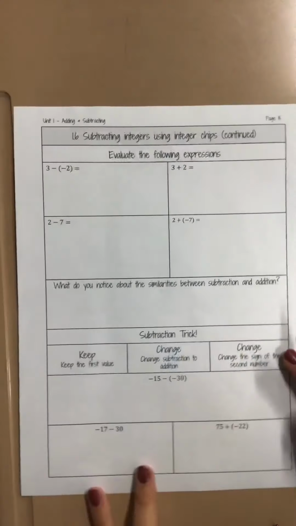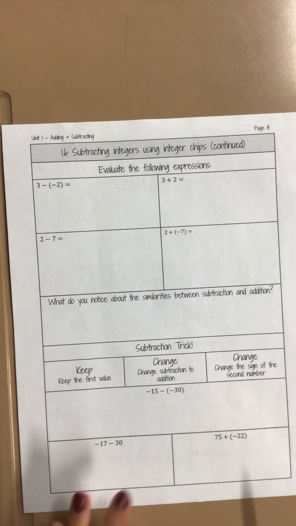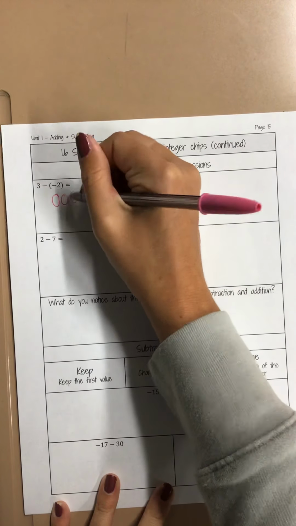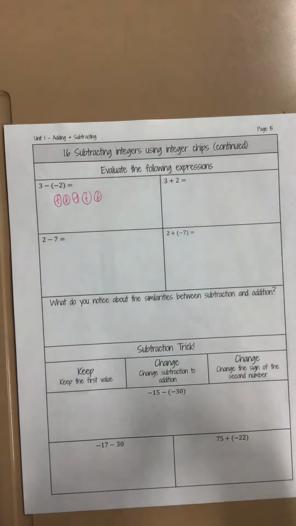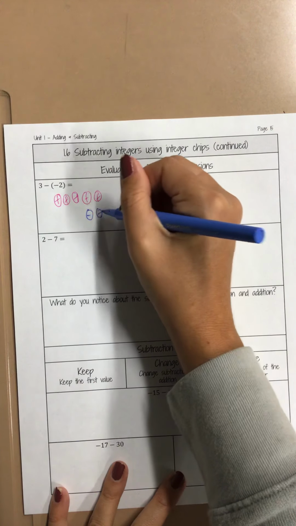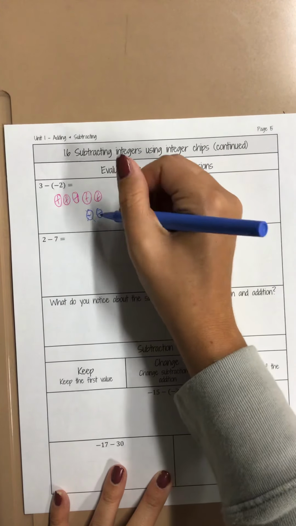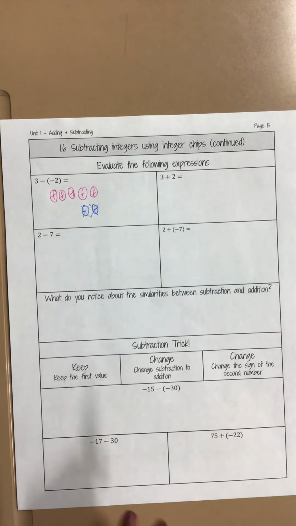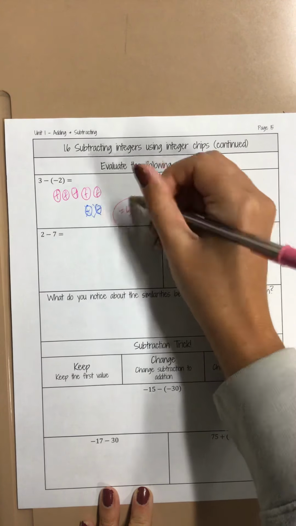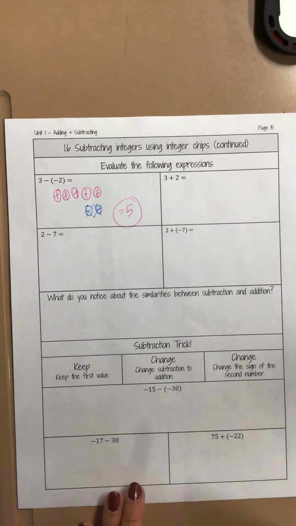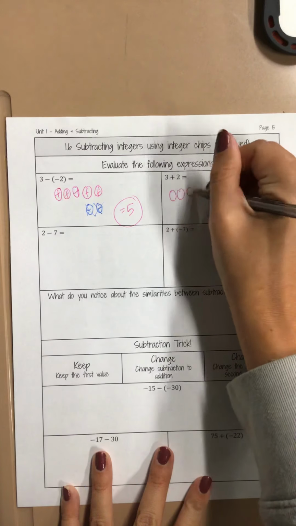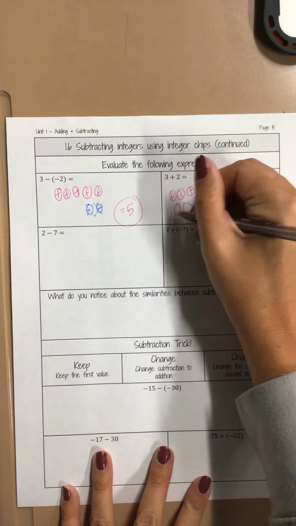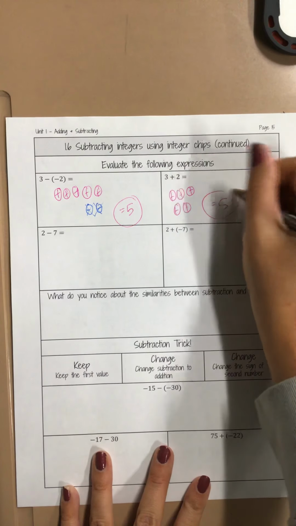Okay, next page says evaluate the following expressions. We're going to have positive 3, 1, 2, 3. And then 2 0 pairs, 1, 2. And I'm going to cross out my negative ones. And my answer should be 5. Then, if I just have 3 plus 2, 1, 2, 3, plus 1, 2, my answer is positive 5.